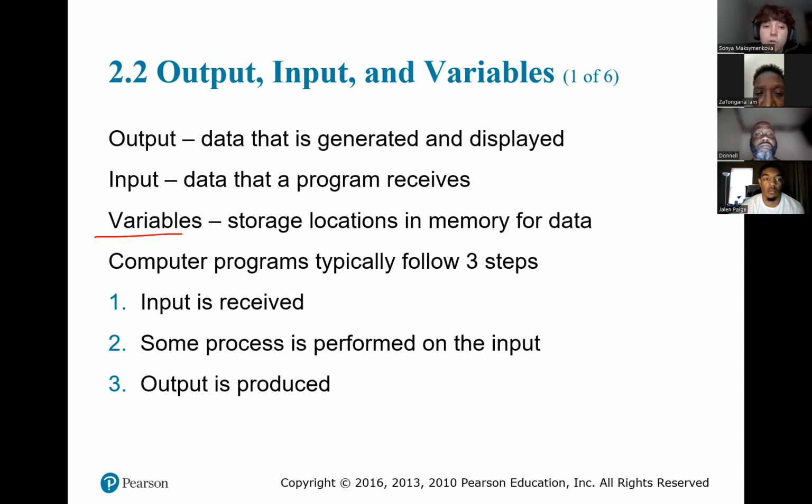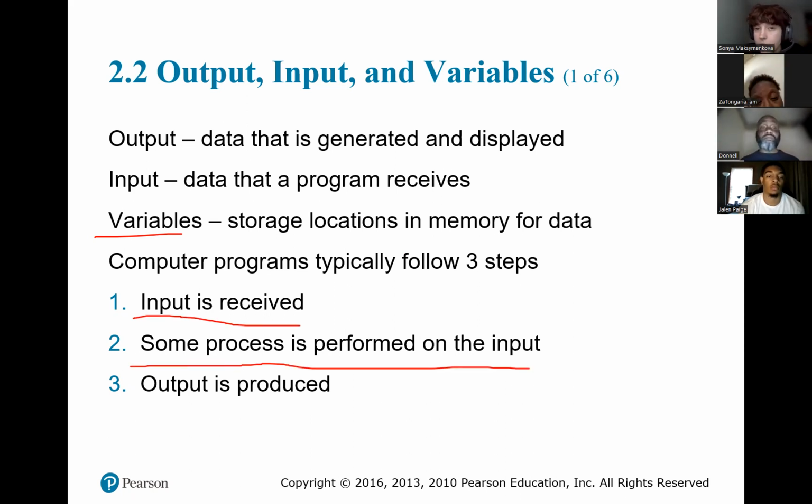Usually, all computer programs follow these 3 steps. So you receive some sort of input, then you do something with that input, doesn't matter what, you do something with it, and then you project something on the screen for the user. So these 3 steps are usually how all the programs go.